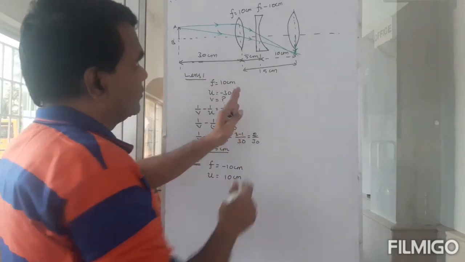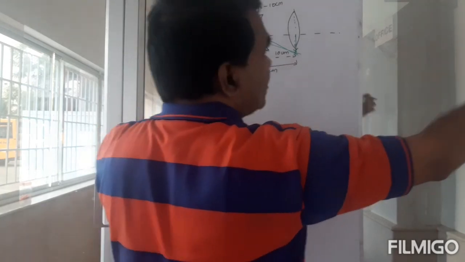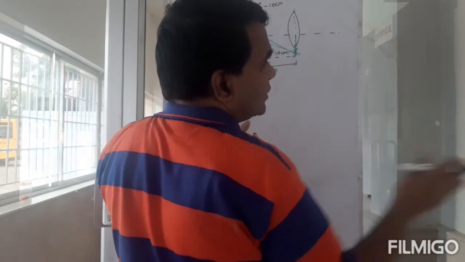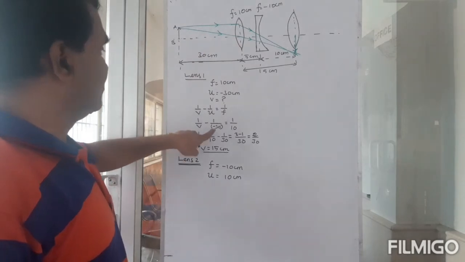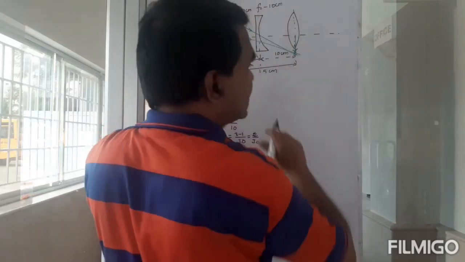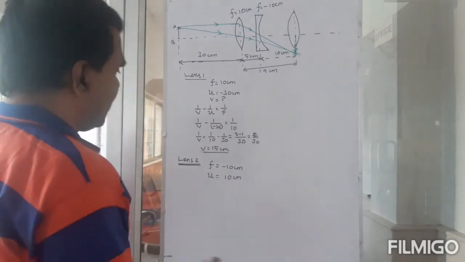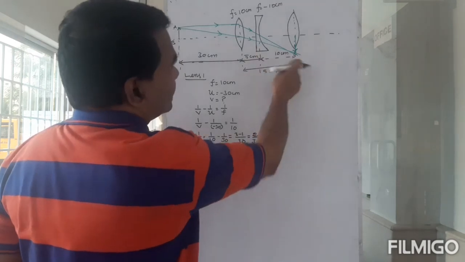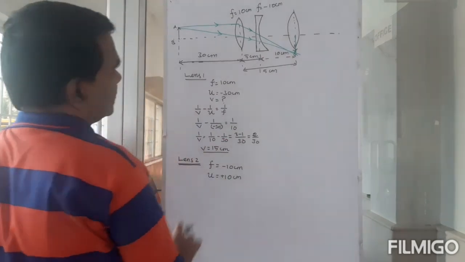What is the U value for this? The light ray is traveling in this direction, so U is also here. The virtual object is also in that direction, so the measurement of U is a positive number. Notice, for a real object the measurement of U was a negative number, but here it's the other way around. This is where the virtual object is for this lens, so that is a positive number.